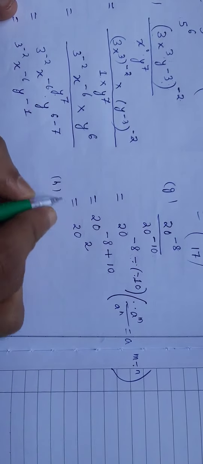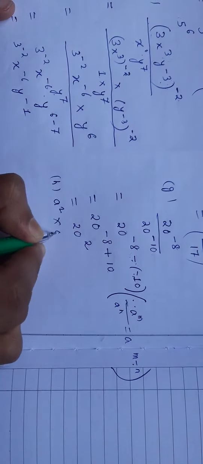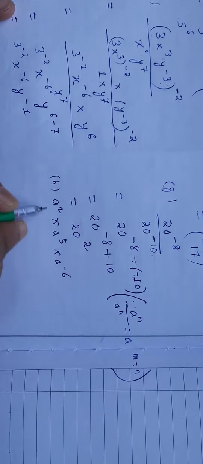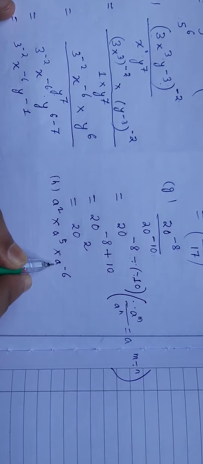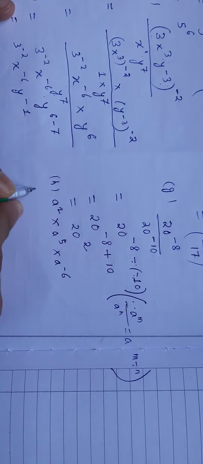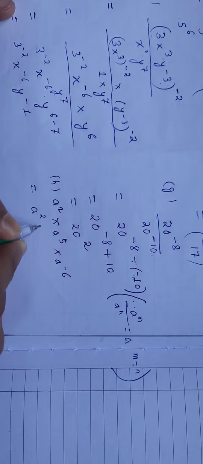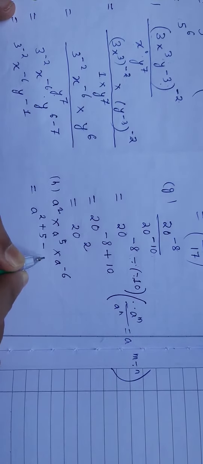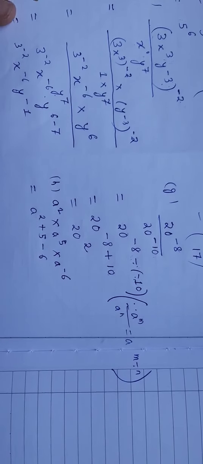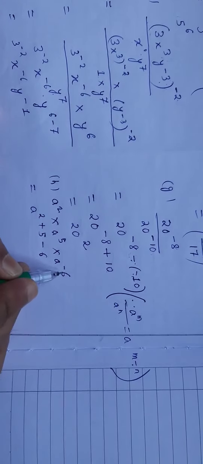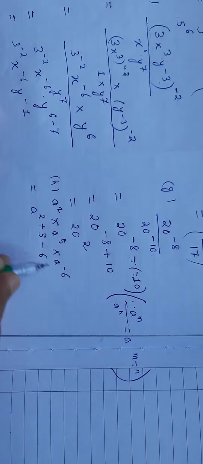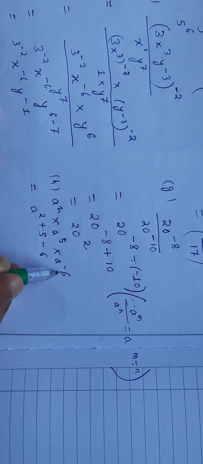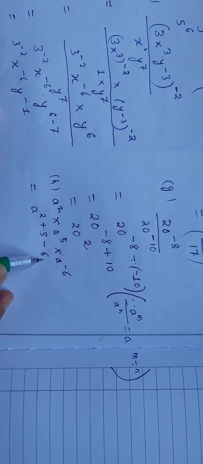Next question is a square into a to the power 5 into a to the power minus 6. So here you can see all the bases are same, so the powers can be added. So it is a to the power 2 plus 5 and then minus 6. Here it is minus because it is a negative exponent, so plus and minus makes it minus.